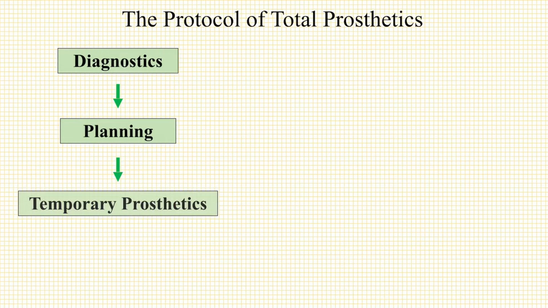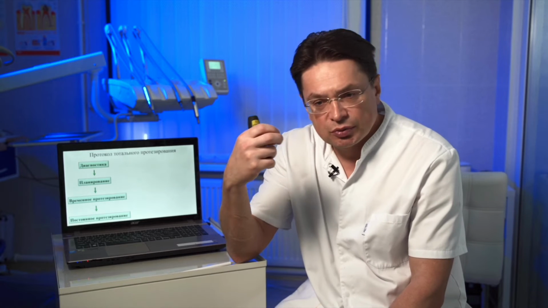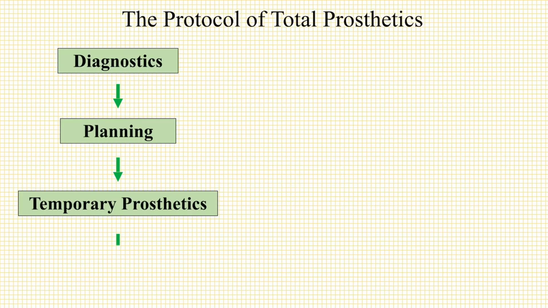Temporary prosthetics. All our patients, especially when it comes to total prosthetics, go through the temporary prosthetic stage, and this is not a simple temporary prosthetic that you do by manufacturing provisional crowns or the so-called squeeze crowns using quick hardening composite material. No, this is temporary prosthetics that is also called prototyping. That is, we essentially make prototypes of our future permanent crowns.